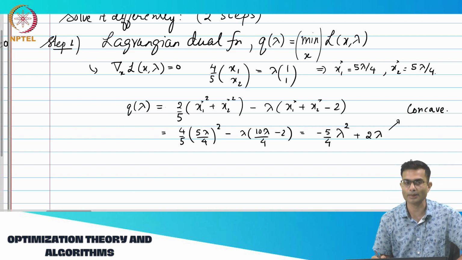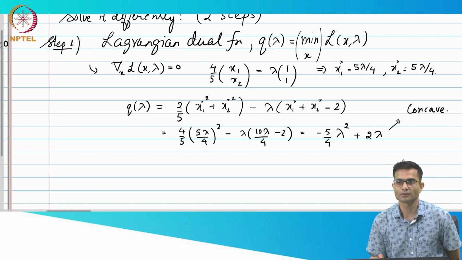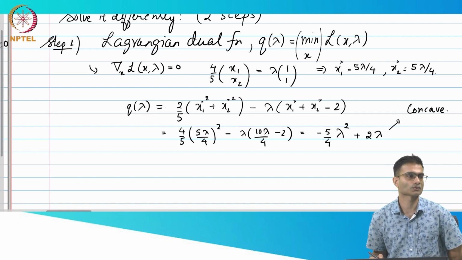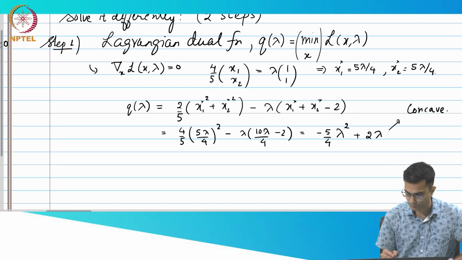Okay. So this was step 1. Take the Lagrangian, minimize it with respect to x. So I am left with a function in lambda.